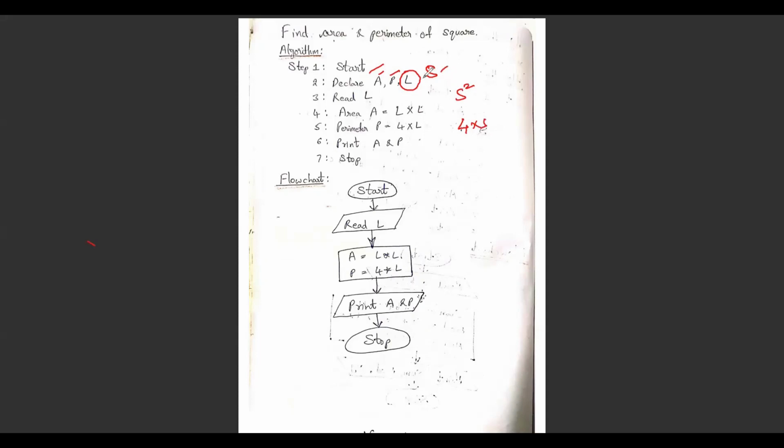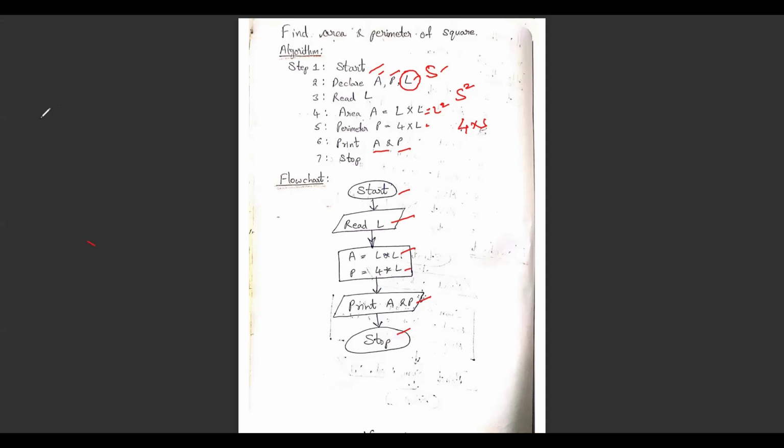But here instead of s, I've taken L. So I'm going to give L into L, that is L square. And this is 4 into L. Okay. So now you're going to print the area and perimeter of that square. Start. You're going to read that L. You're going to calculate area and perimeter. Then you're going to print them and stop. Okay. So this is how generally.